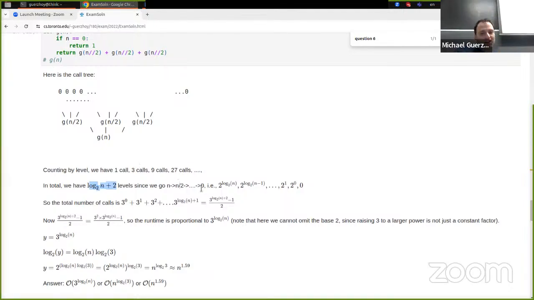Sorry about the -1. So this is how many levels, and the first level has 1, and the second level has 3, because the second level has 3 to the 1. The next level has 9, and so on, going up to approximately log 2n. So that is the geometric series, with log base 2n as the number of terms.